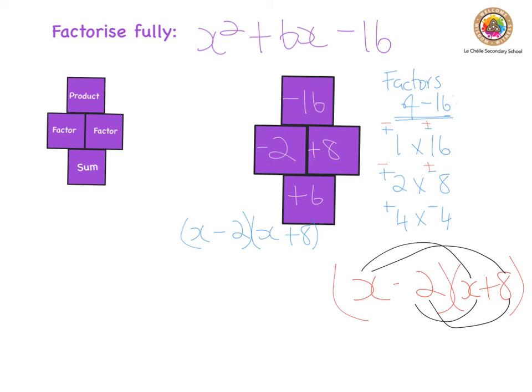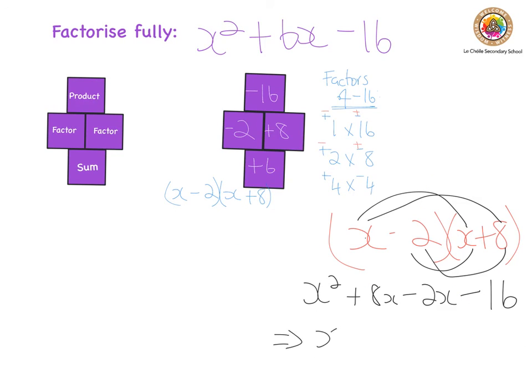So very quickly, well, x by x is x squared, x multiplied by 8 gives me plus 8x. Here I have minus 2 multiplied by x, so that gives me minus 2x. And minus 2 lastly multiplied by 8, well, a minus by a positive is a minus, and 2 by 8 is 16. And just tidying that up, I see that I have x squared, well, plus 8x, take away 2x, that gives me plus 6x minus 16. So I know I'm correct. It's exactly what I started off with.